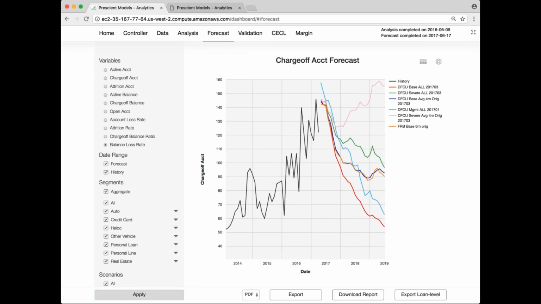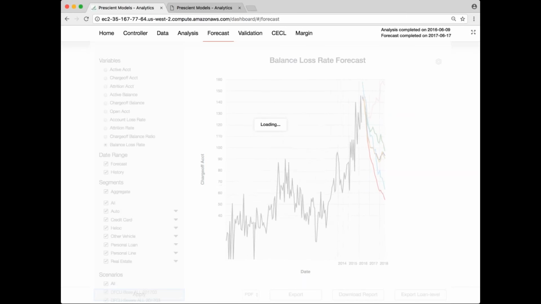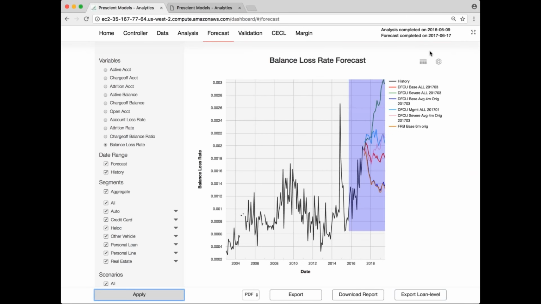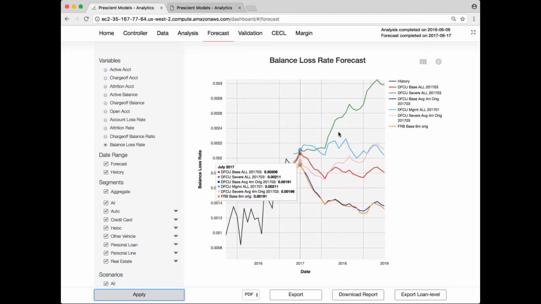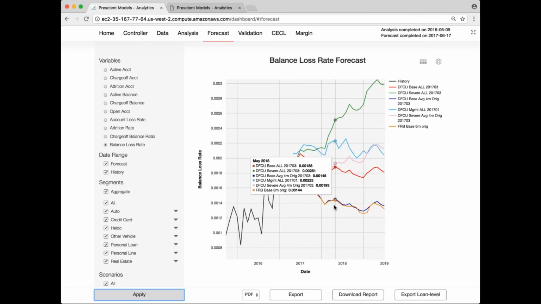If I look at the balance loss rate, this is the range of outcome we're expecting. So obviously a severe scenario can be bad for the loss rate, but most of the others are going to show steady or improving portfolio performance.